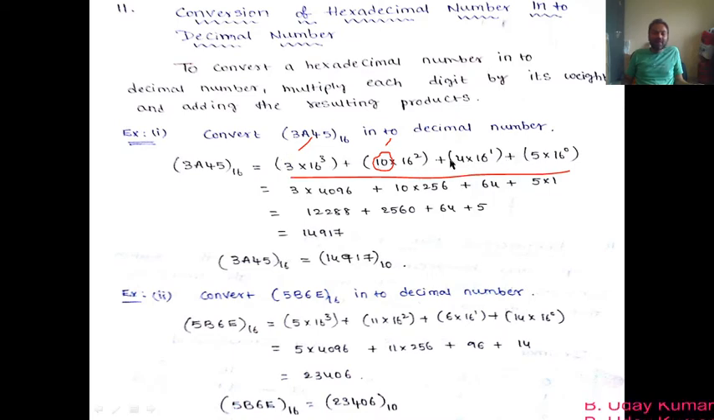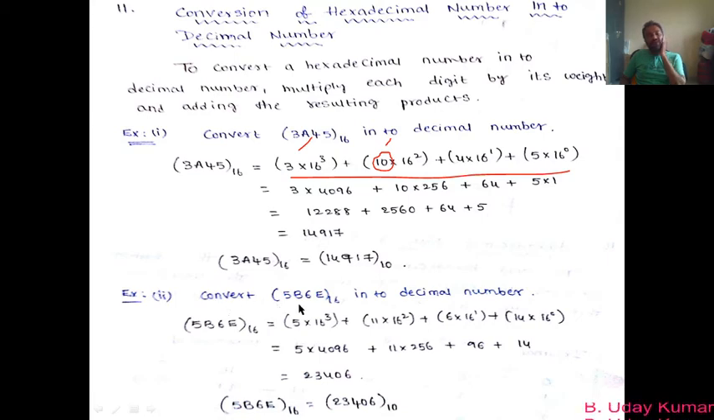Now you have to add all the products. If you add all the products, 12288 plus 2560 plus 64 plus 5 will be equal to 14917. So now if you convert this hexadecimal number into decimal, 3A45 to the base 16 will be equal to 14917 to the base 10. Similarly, let us consider one more example.